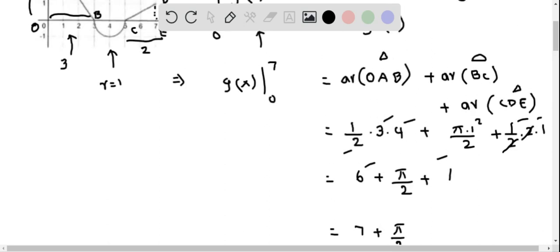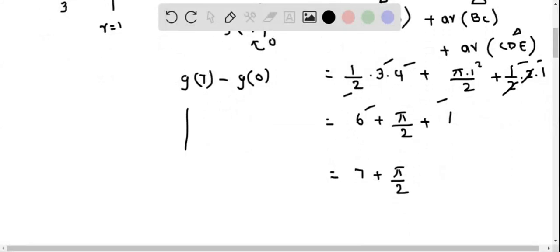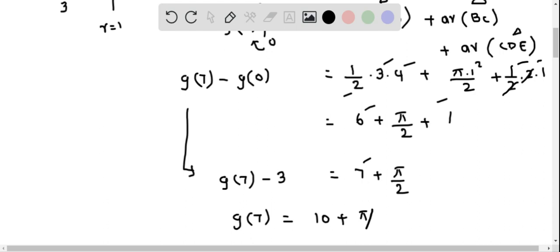And on the left side, we can evaluate this by applying the upper limit first. So this is g of 7 minus, then we apply the lower limit, so it is g of 0. And we can replace the value of g of 0, which is already given as 3. So this is g of 7 minus 3. And so we can find g of 7 from this equation by adding 3 to both sides. When we add 3 to both sides, this is 7 plus 3, which is 10, plus pi by 2.